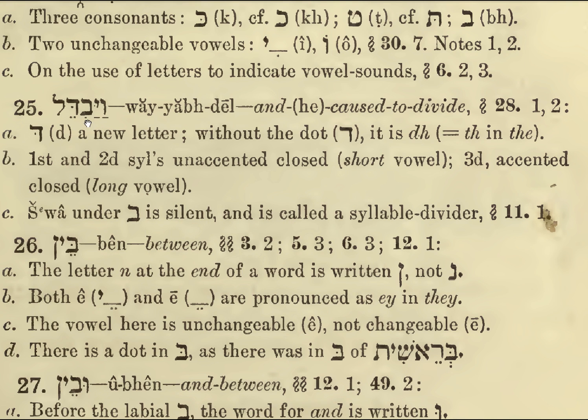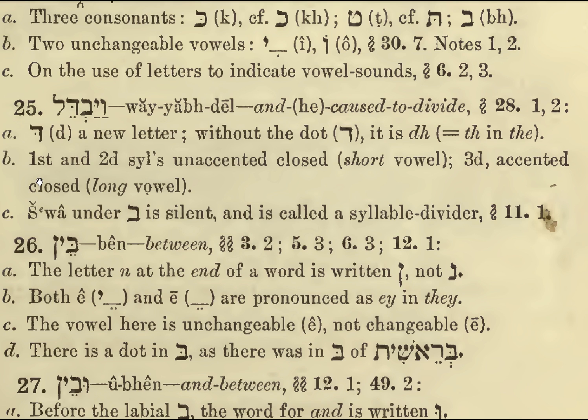Vai yab del. And he caused to divide. And here we see that Hebrew has something called the causative. Vai yab del. D is a new letter. We haven't seen this before. D. And it's always pronounced the same, D, whether with or without a dot. Although, of course, a dot can sometimes double it.